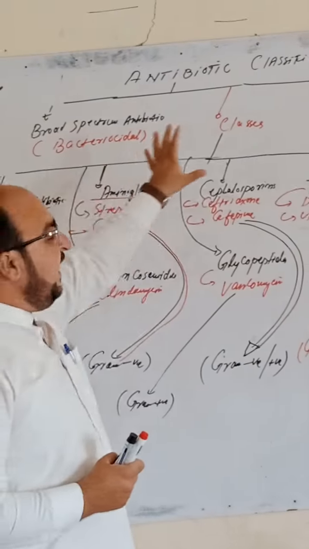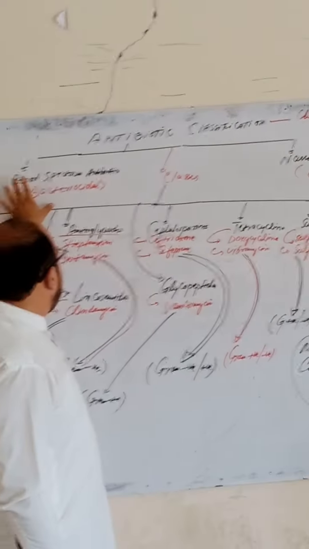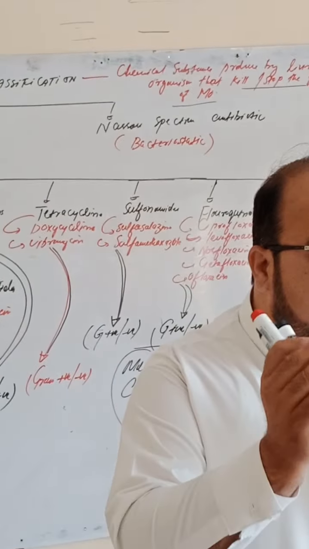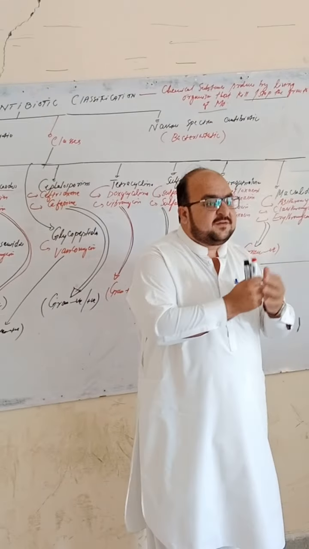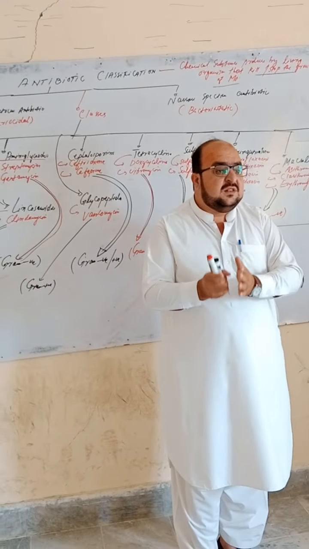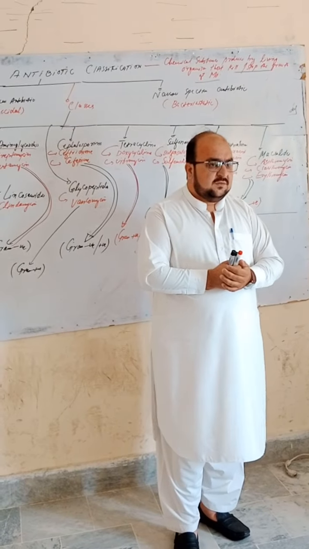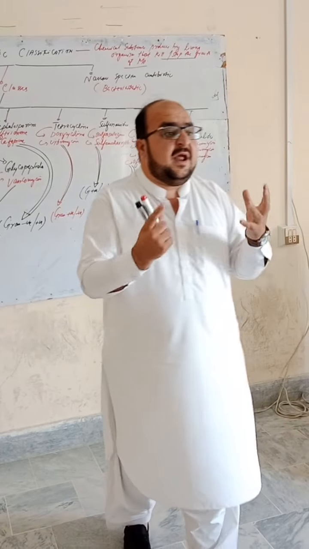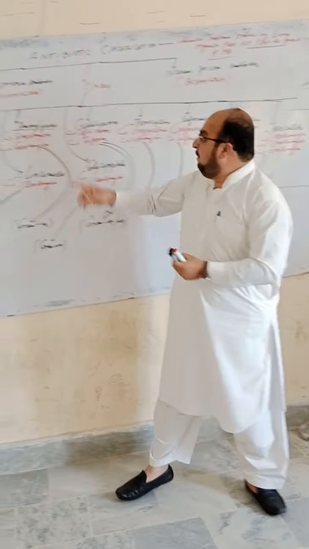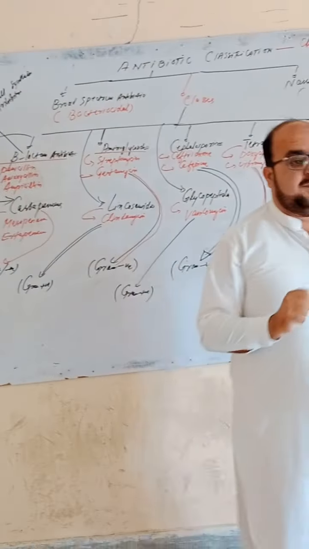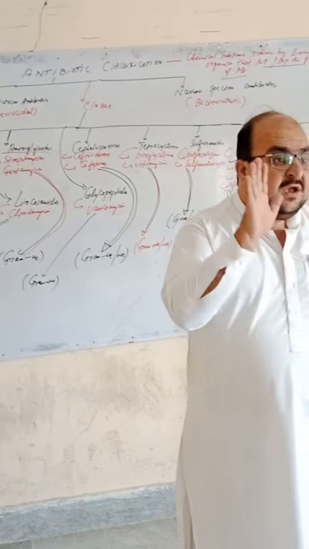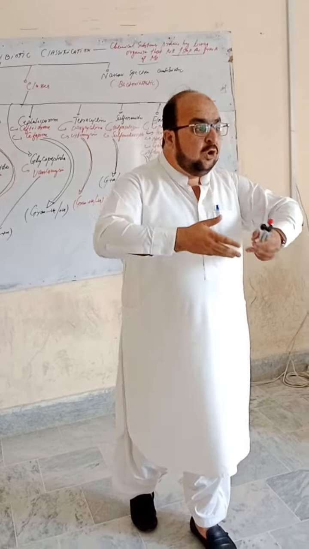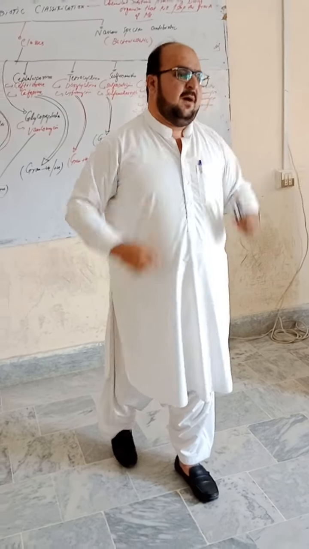Antibiotics can be classified into two categories. One is broad spectrum antibiotics and the second is narrow spectrum antibiotics. Why they are called narrow spectrum and broad spectrum depends on the activity, that is, how potent and how effective your antibiotics are. Broad spectrum antibiotics are those which not only inhibit the growth of microorganisms, but can kill both gram-positive and gram-negative microbes.